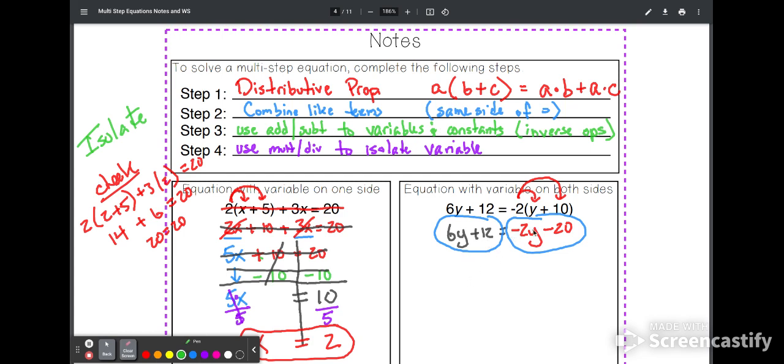I want to move all the y's over here, and I'll move all the constants over there, or vice versa. It doesn't really matter which way you do it. You can move all the constants. You can move the negative 20 over here, or you can move the positive 6 over there. It really doesn't matter how you do it.